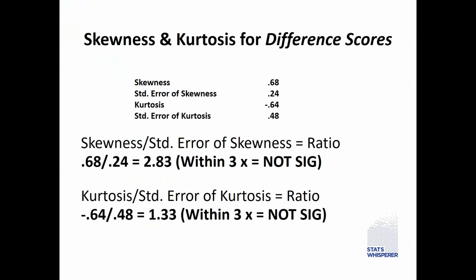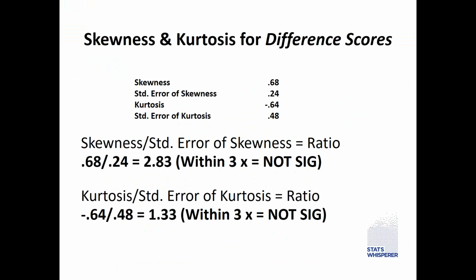And then the same with the kurtosis. The kurtosis is negative 0.64. The negative doesn't matter. And the standard error of the kurtosis is 0.48. If we divide the kurtosis by the standard error, we have a ratio of 1.33, which is far below 3. So we could say that the distribution is approximately normal.